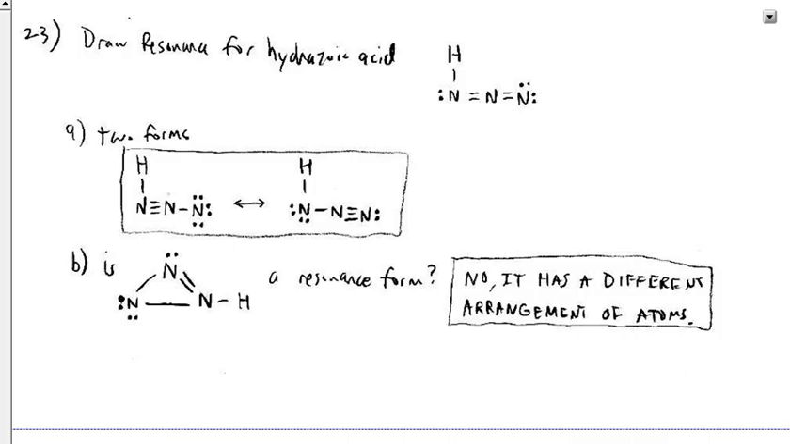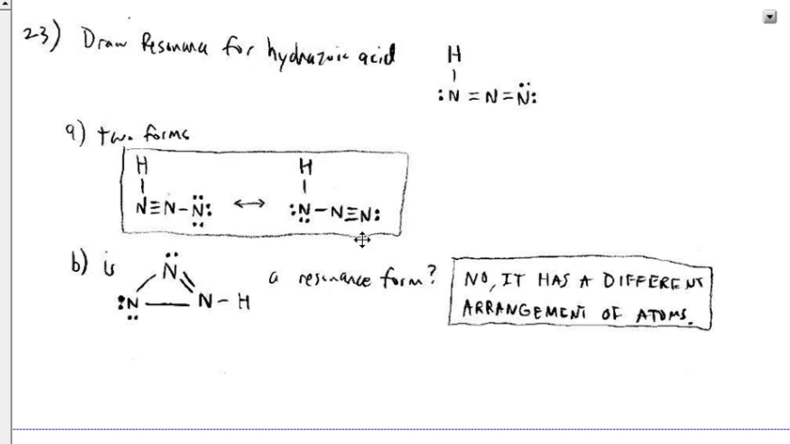Let's take a look at problem 23. For problem 23, you're asked to consider hydrazoic acid, and they give you a structure for it, and you are asked to come up with two forms. And so here are our two forms. These are actually the two resonance structures. This could be a triple bond between these two nitrogens, or flip it through here and be a triple bond between these two nitrogens right here.